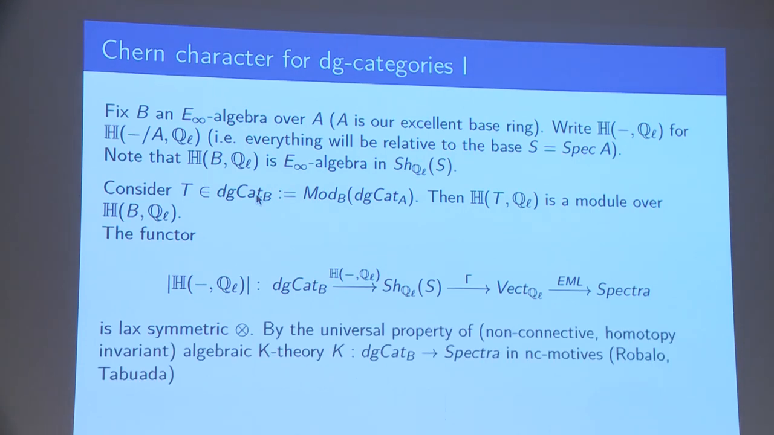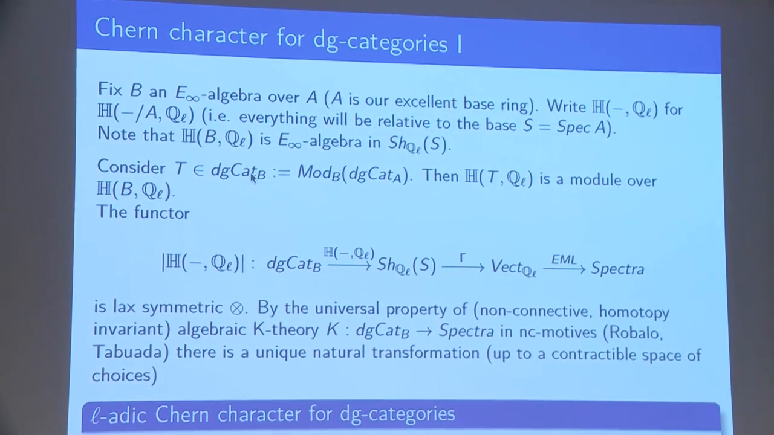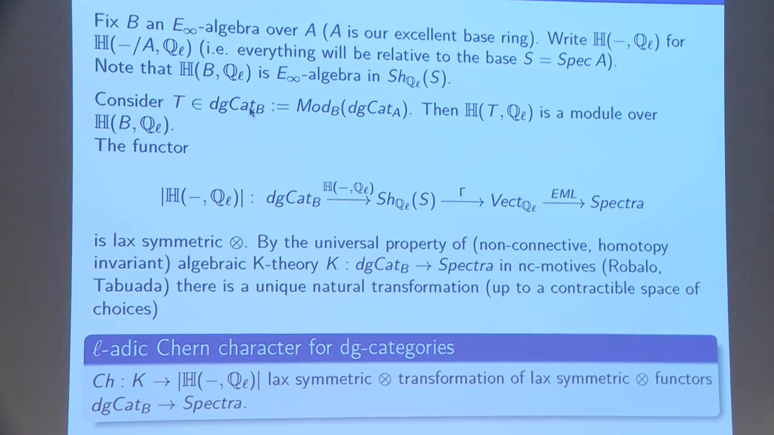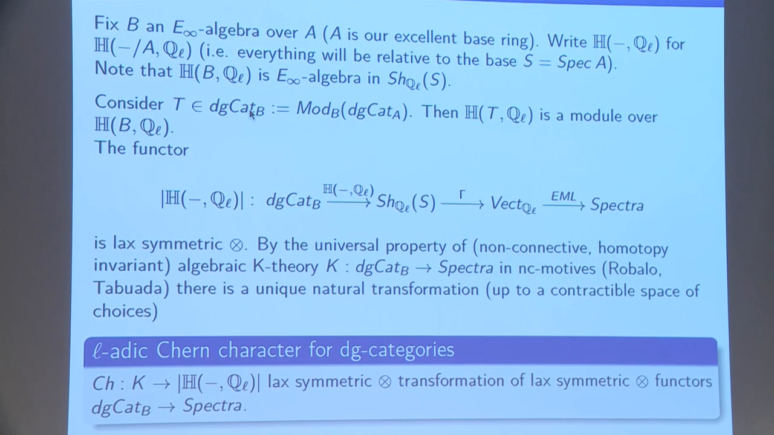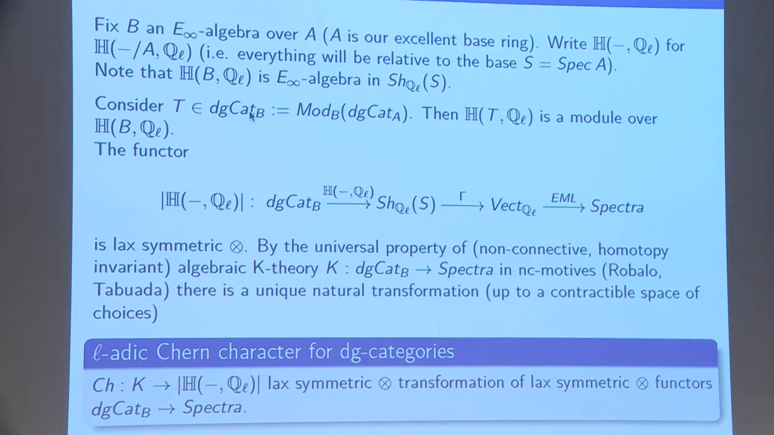So then, by the universal property of algebraic K-theory in non-commutative motives, where algebraic K-theory goes from DG categories over B to spectra, there is a unique natural transformation, unique up to a contractible space of choices in the infinity category sense. And this is what is called the Chern character. It goes from algebraic K-theory to this realization, viewed as a spectrum. Both K and the realization of H are lax symmetric monoidal functors, and this transformation is lax monoidal.